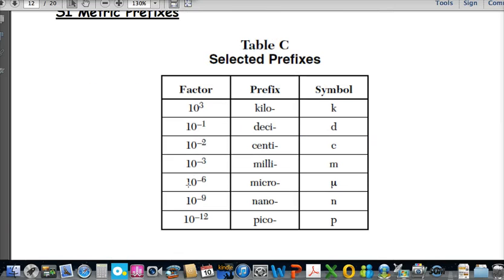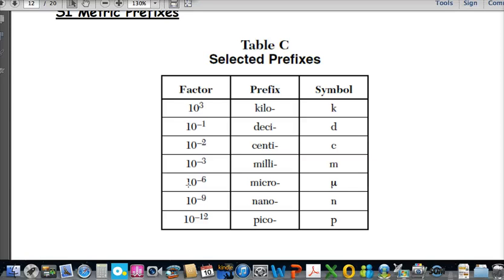Let's look at the prefixes. Now, the one thing that makes the metric system easier than the system we use, which is the English system, is that all you need to worry about are prefixes. In other words, in order to convert from, let's say, kilometers to meters, it is only a matter of moving the decimal one way or the other. There's really no division needed.